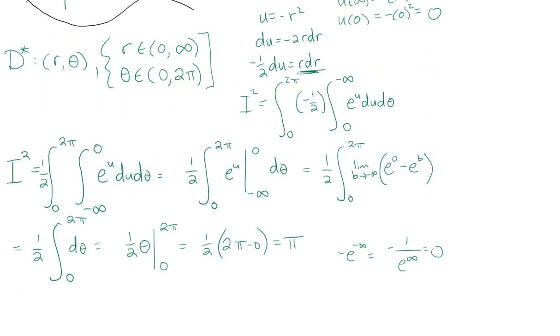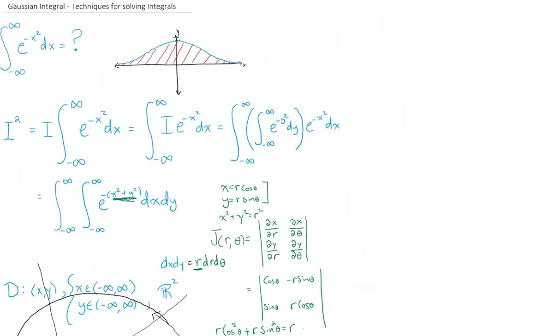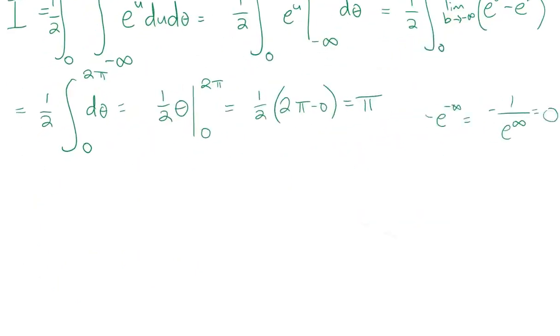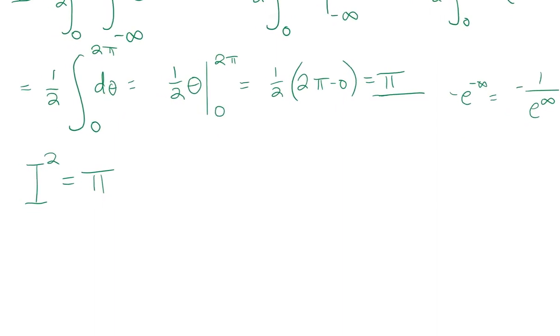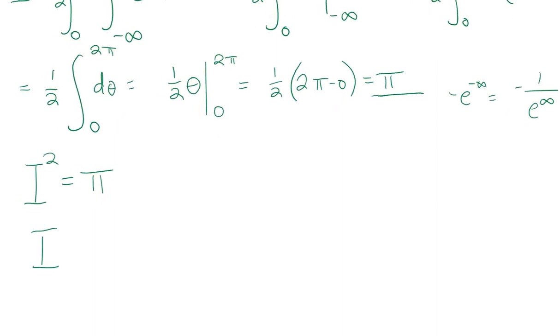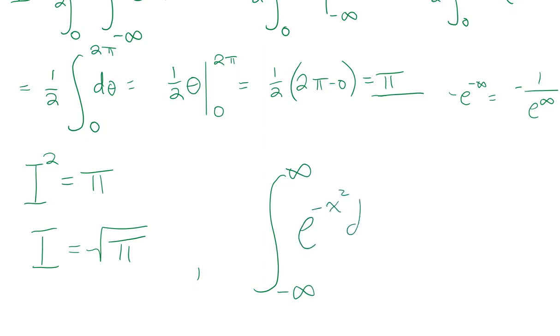Recall that we did multiply in the beginning by an I, so pi is actually equal to the Gaussian integral squared, where I squared is equal to pi, and if I is our Gaussian integral, then we would take the square root of both sides, which means that I is equal to the square root of pi, and I will rewrite the entire thing. We have the integral from minus infinity to infinity of e to the minus x squared dx is equal to the square root of pi.